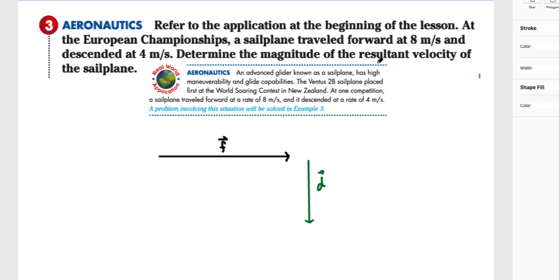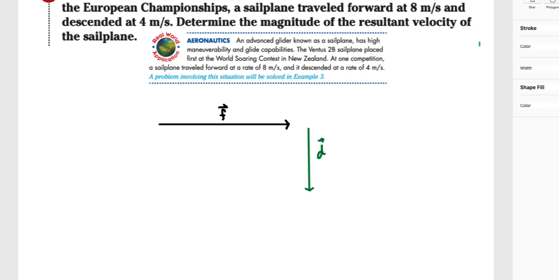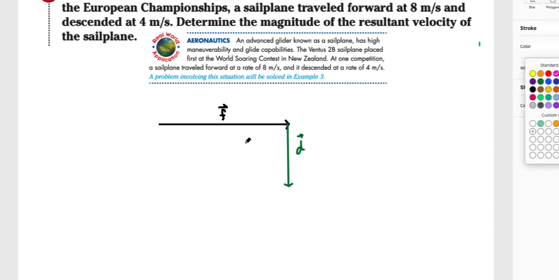Determine the magnitude of the resultant velocity of the sailplane. So what we know is that we can consider doing this in either of the two forms. We can do it in the triangle form, or we could do it in the parallelogram form. I'm kind of partial to the triangle form, so I feel like doing that method. And so we know we're going to start at one end and do tip to tail kind of thing. And then our resultant vector is going to be this here.